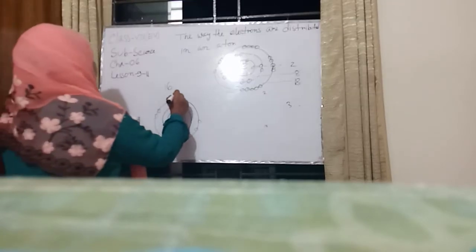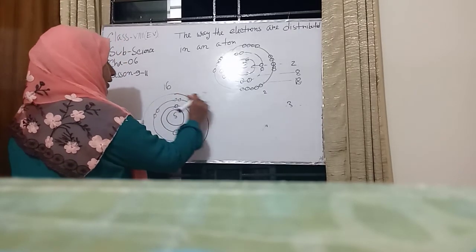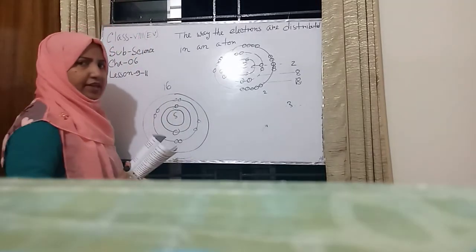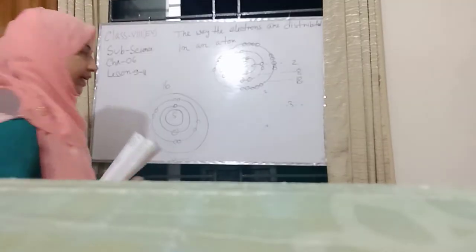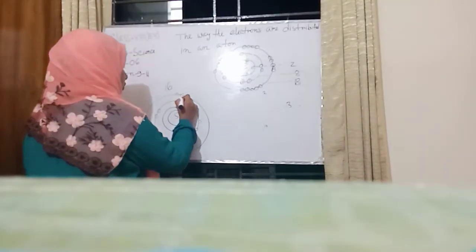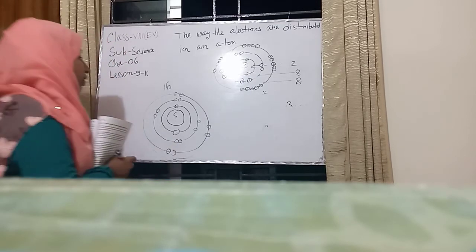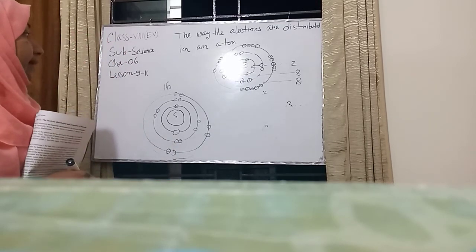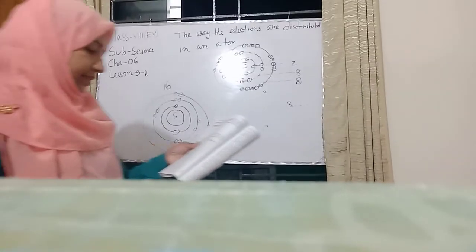And the third orbit, here's the third orbit. It could fill up with 18 electrons, but in the remaining we have only 6 electrons. Here I draw 1, 2, 3, 4, 5, 6, and we also know that sulfur's outer orbit has 6 electrons.